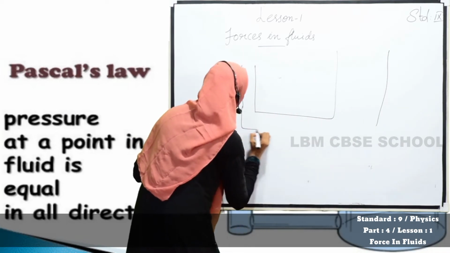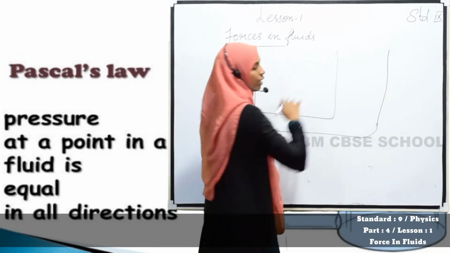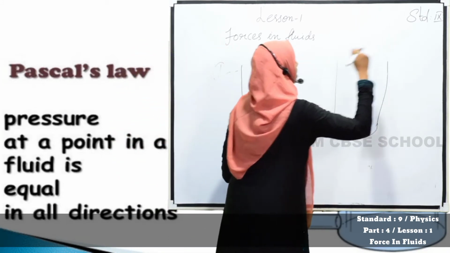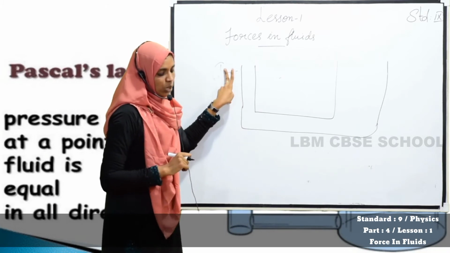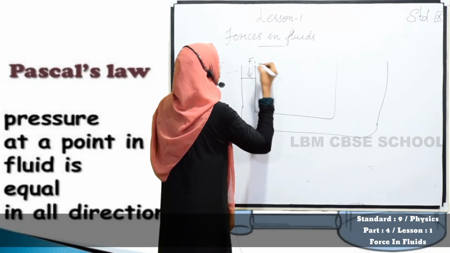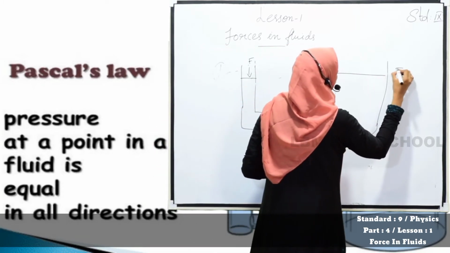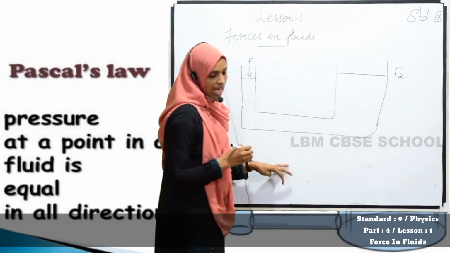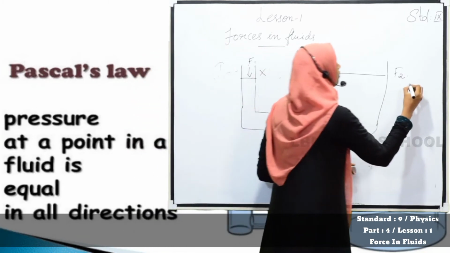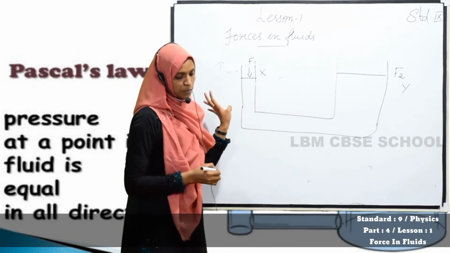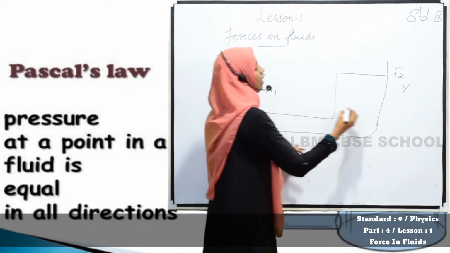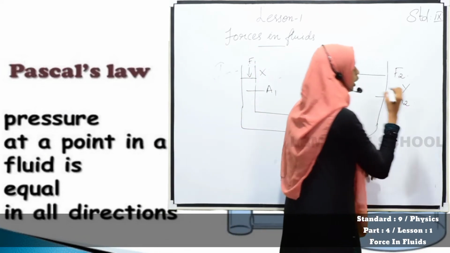So this is the hydraulic jack, and we use it to lift cars and so on. Here the force is F1 and the force is F2. This is the X piston and this is the Y piston, and the area of cross section here is A1 and the area of cross section here is A2.